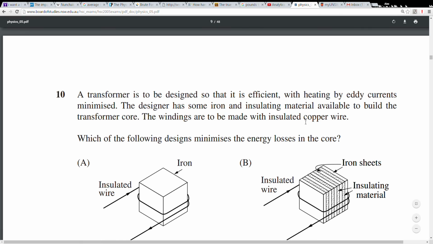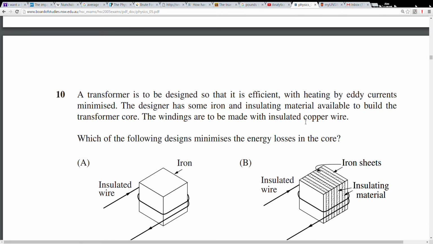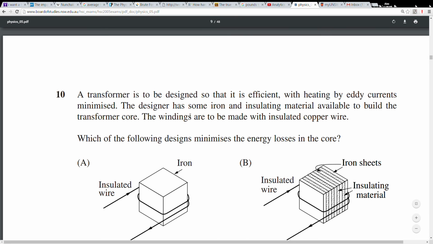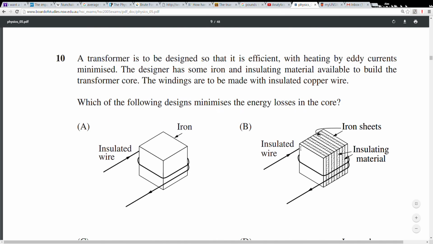Alright, a transformer is to be designed so that it is efficient, with the heat from eddy currents minimized. The designer has some iron and insulating material available to build the transformer core. The windings are to be made with insulated copper. Which of the following designs minimizes the energy losses in the core?